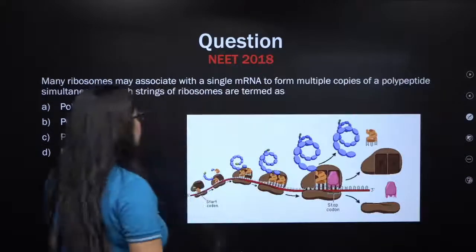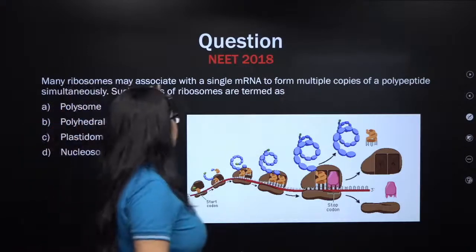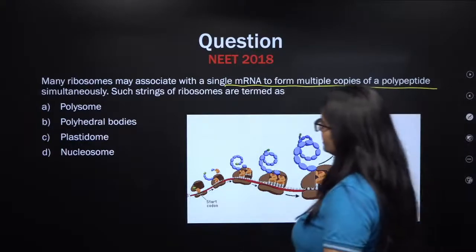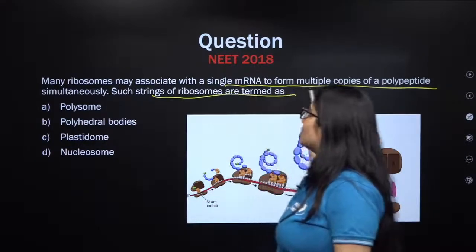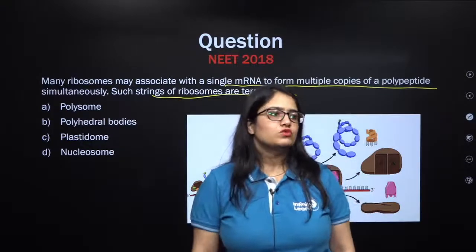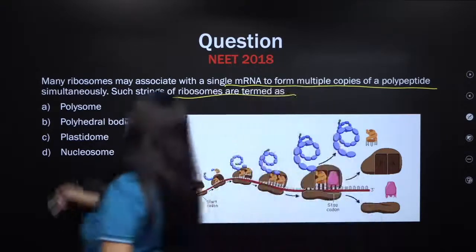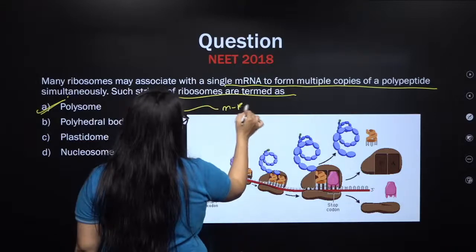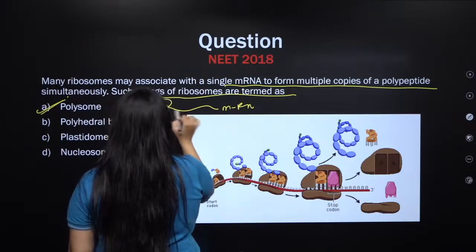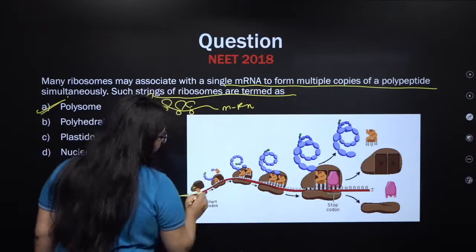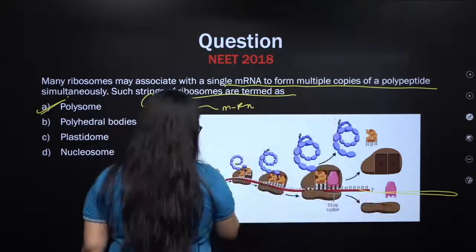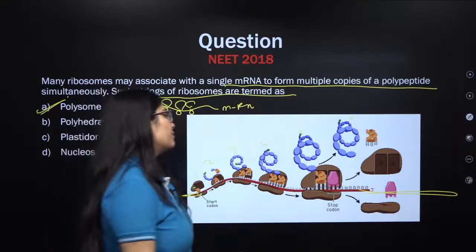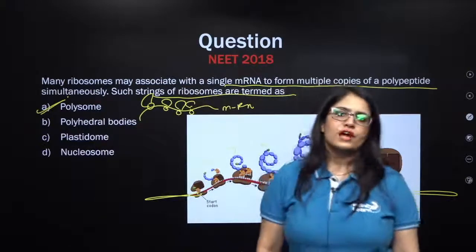Next question. This has been repeated multiple times. Many ribosomes may associate with a single mRNA to form multiple copies of a polypeptide simultaneously. Such a string of ribosomes is termed as polysome or polyribosome. So you can see there is a single mRNA and there are multiple ribosomes attached to it, making multiple copies of the polypeptide chain. So this is how a polysome or a polyribosome looks.